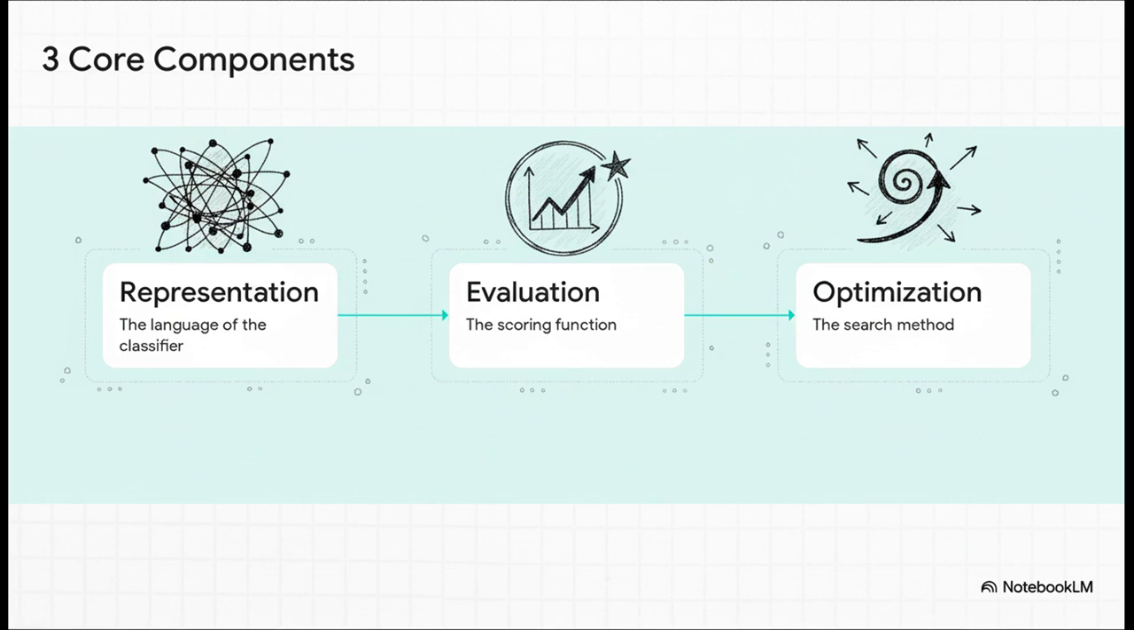Second, there's evaluation. How do you know if you're building something good? This is your scoring function. And third, you have optimization. What's your strategy for finding the absolute best way to put those blocks together? Do you just try things at random, or do you have a smarter plan?